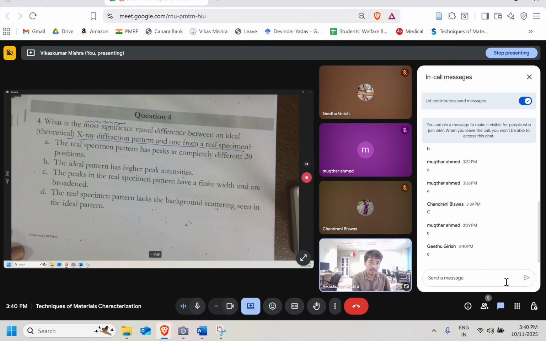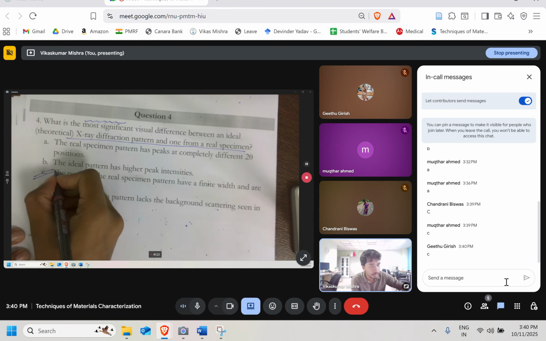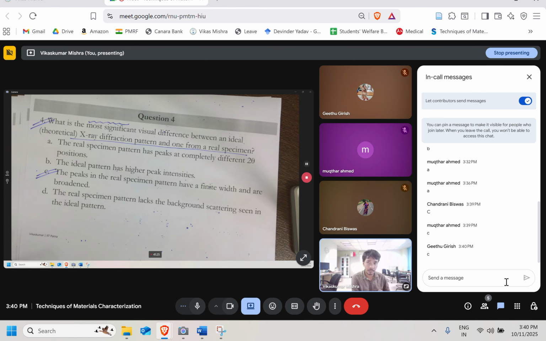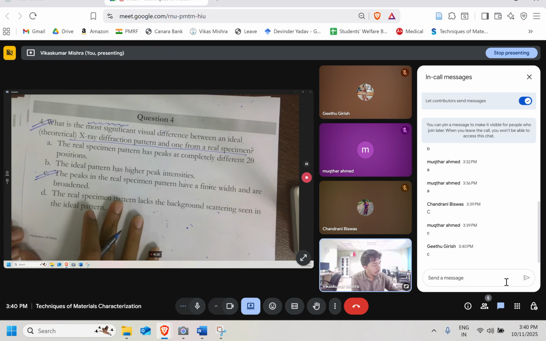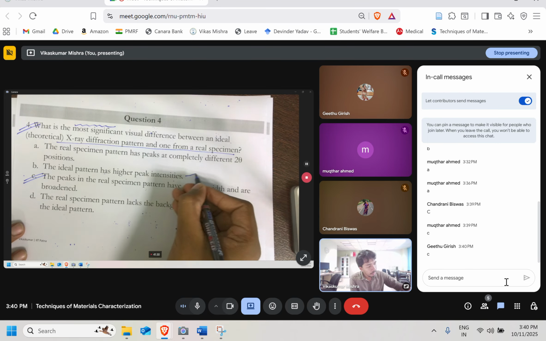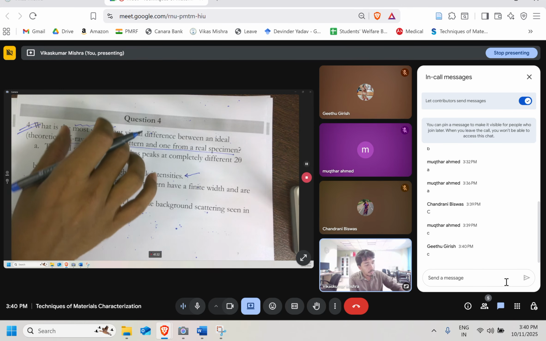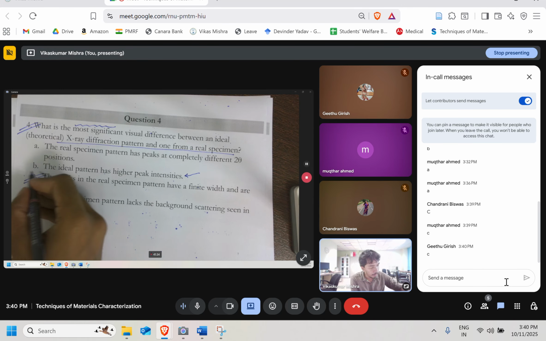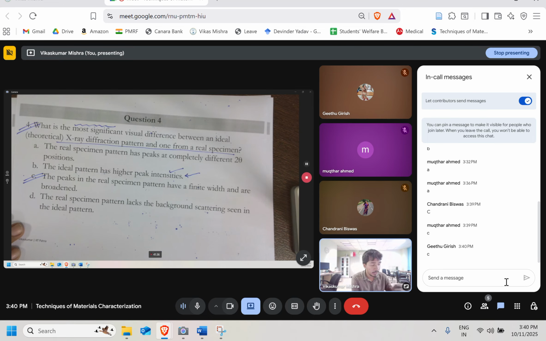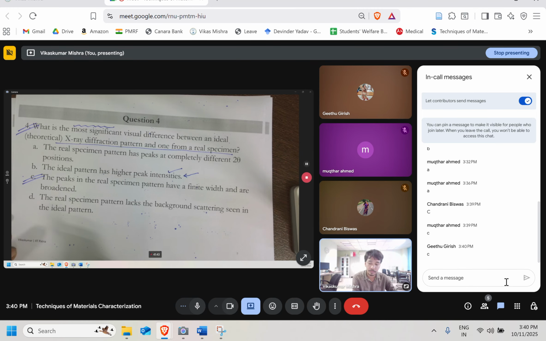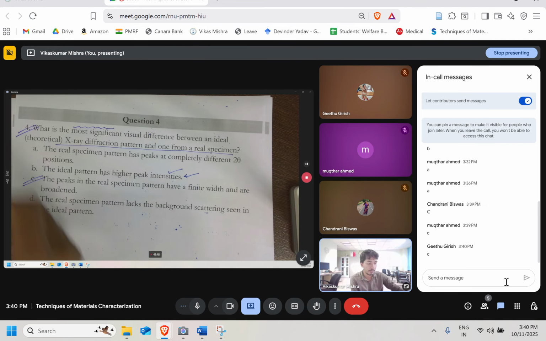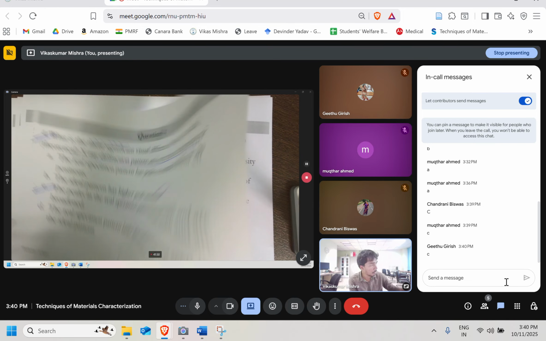Yes, very good. Chandrani, Ahmed, and Geetu, everyone answered it. Option C is the right answer over here. Okay, nice. If the word most significant is removed, then option B is also a right answer, but the most significant is the one we are going to see here. The intensity will decrease. The highest line intensity I'm talking about, not the area. Okay, the line intensity is going to decrease. Okay, this was question number 4.